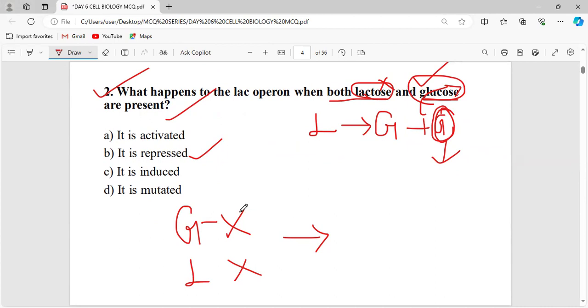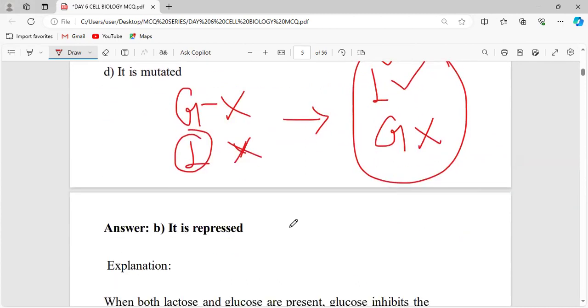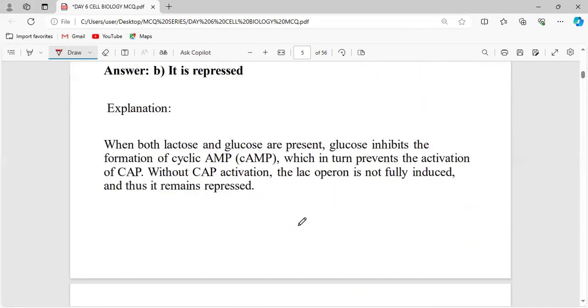Turned off. Why? Because lactose is not present. If the lactose is present and the glucose is absent, only then will the lac operon start to occur. Okay, now it will be repressed. We know that.